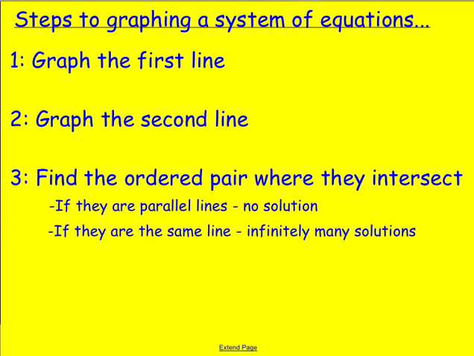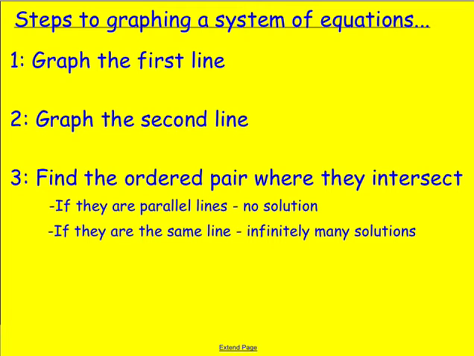Now let's take a look at these steps. So this is the steps to graphing a system of equations. I would pause, get this written down, and then you can listen to what I'm saying. So for the first one, number 1 is to graph the first line. All you're going to do is follow the steps for graphing like we did in Unit 1. For number 2, you're going to graph the second line, again, following the steps that we did in Unit 1. For number 3, you want to find the ordered pair where they intersect.